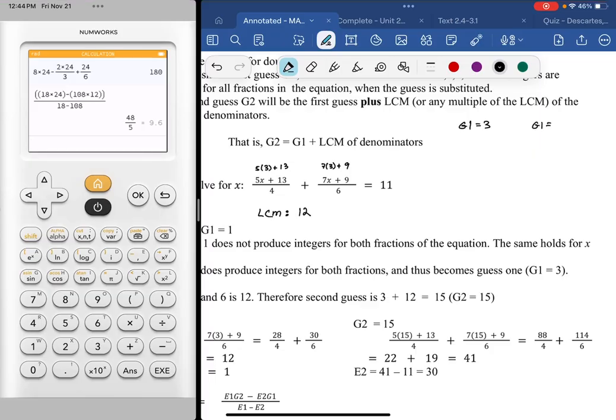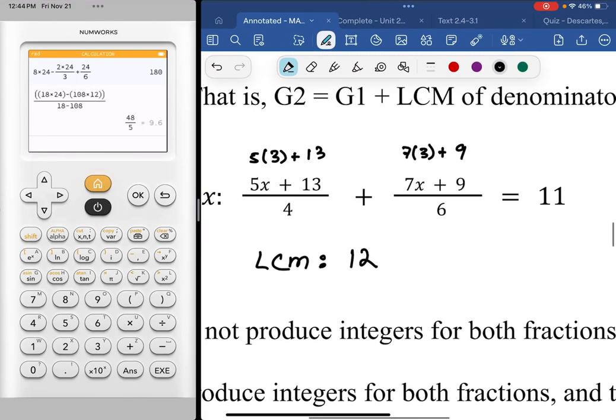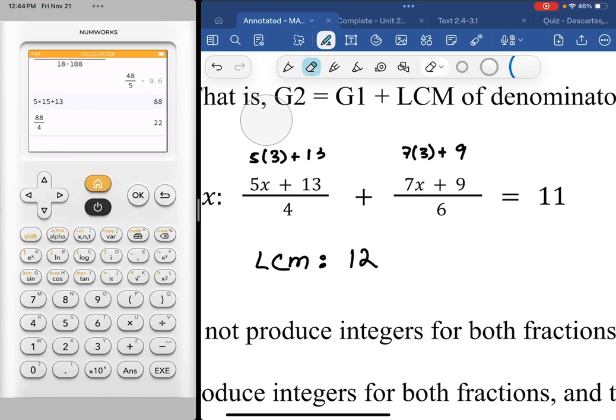So I would let my first guess be equal to 3, and my second guess would be 12 more than that, because that's my LCM. So that would be 15. And I can verify that because if I plug in a 15, 5 times 15 plus 13 gives me 88 divided by 4 is a clean number. All I care about is it being clean. So you could verify.